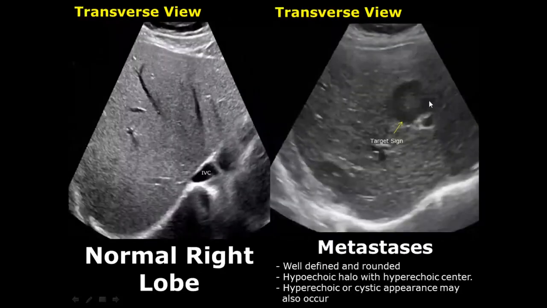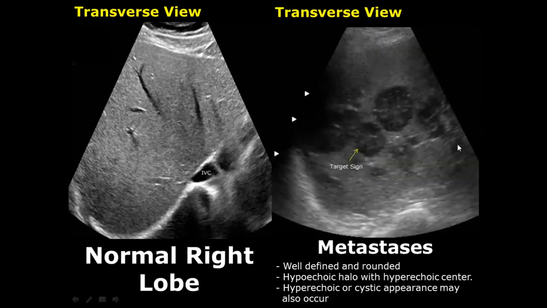Metastases in the liver are well defined and rounded. They will have a hypoechoic halo. The outer region is hypoechoic and will have a hyperechoic center. This type of appearance is called a target sign or the bullseye appearance. It is very specific to metastatic lesions.